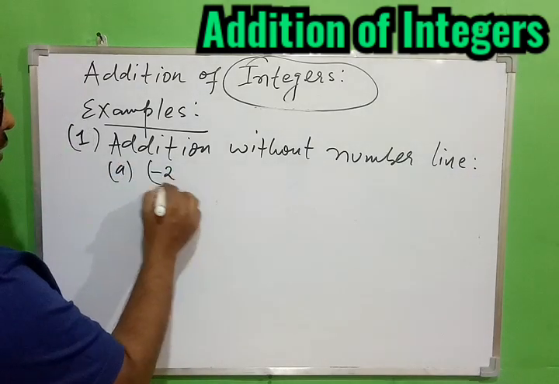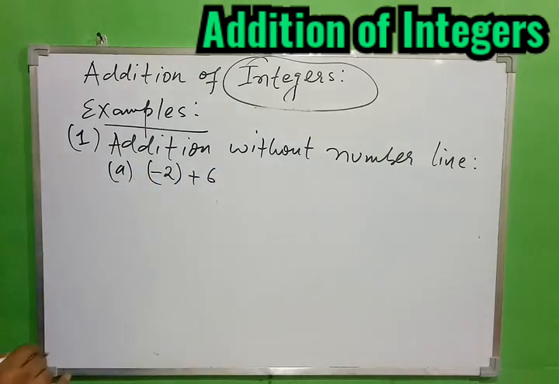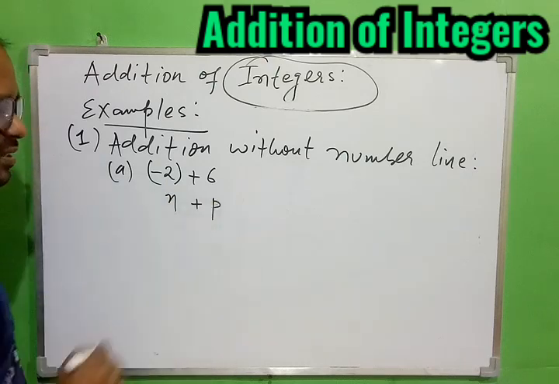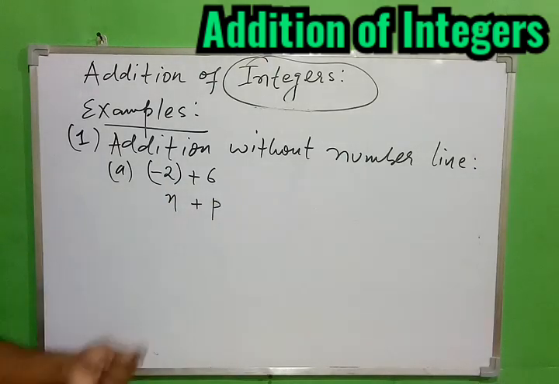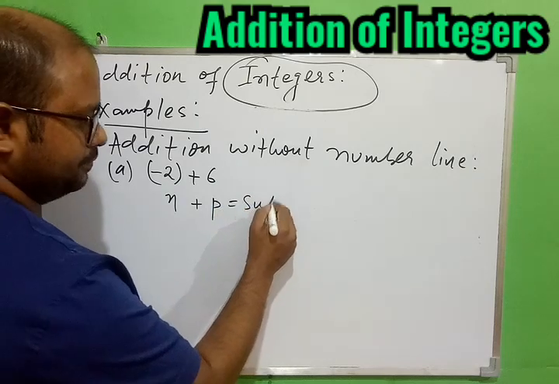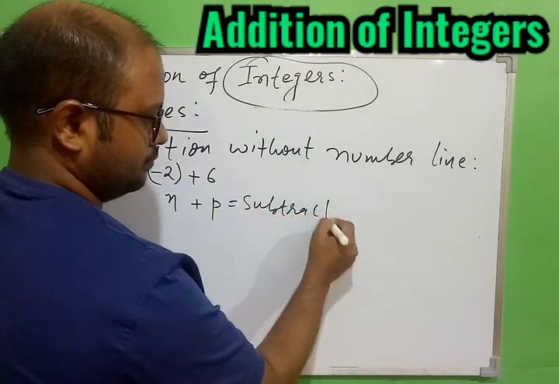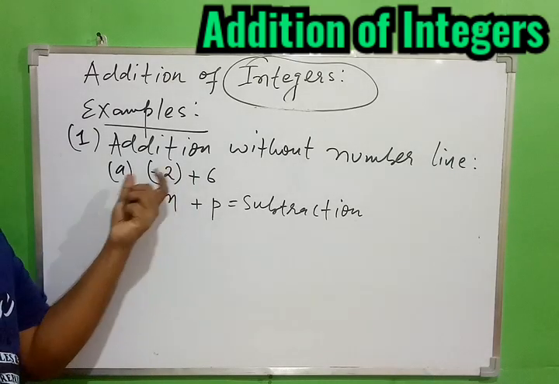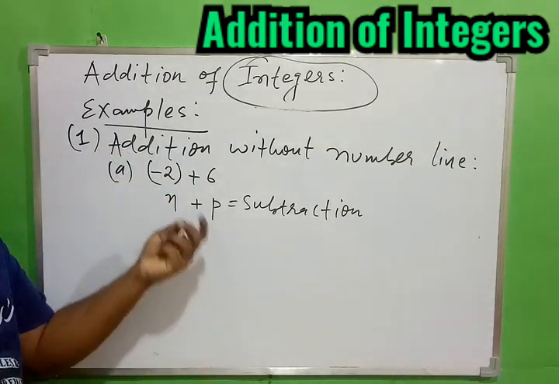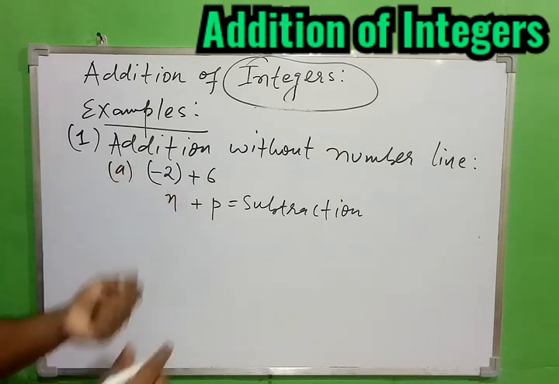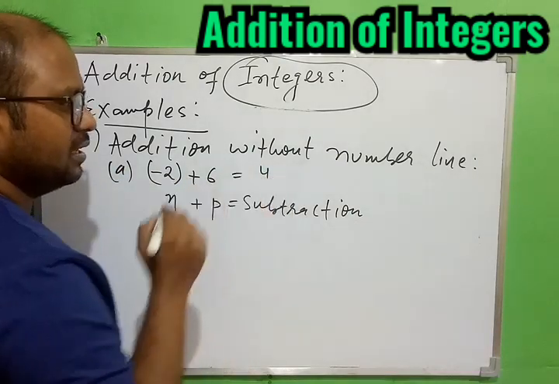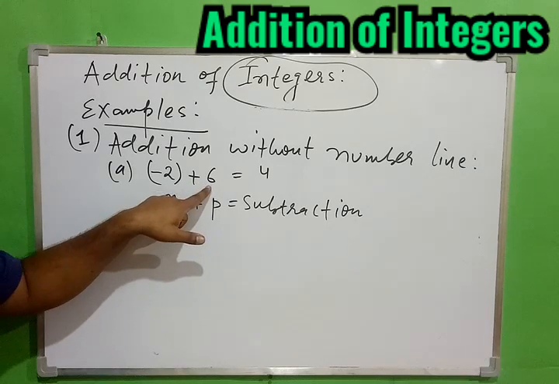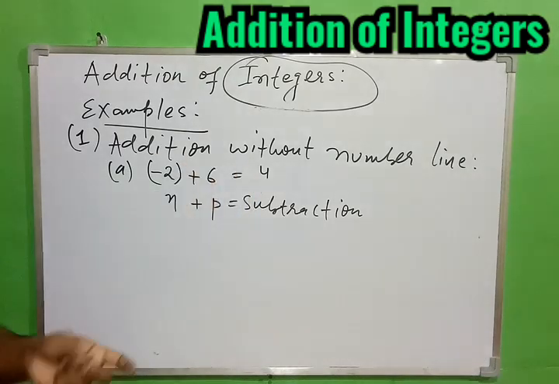Minus 2 plus 6. So we understood this is minus 2, which is a negative integer, and this is a positive integer. And we know when we have negative and positive, what we do? We do the subtraction, and finally after subtraction we have to see which number is greater and what sign we have in front of that number. So first of all, 6 minus 2 is how much? 4. And now 6 is greater, in front of 6 we have a plus sign, there is no negative sign, so finally the answer should be positive. That's it.